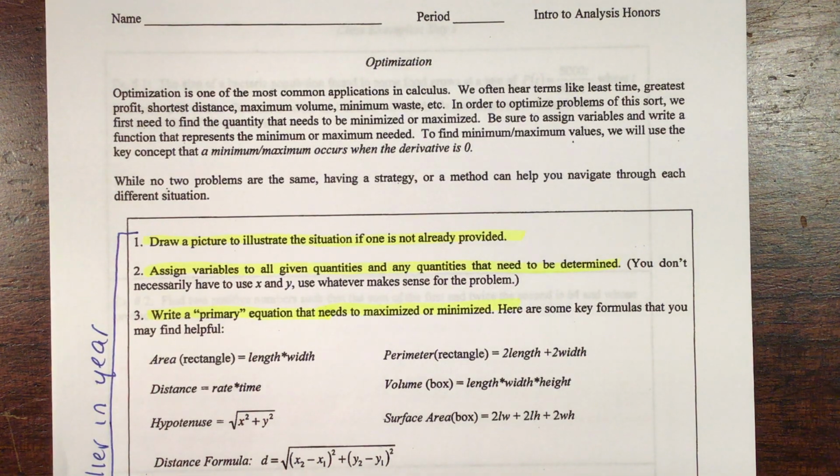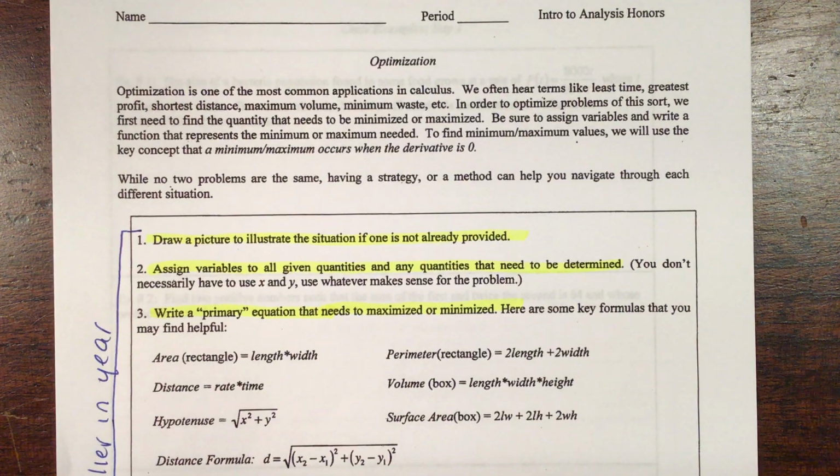So today we're going to be talking about optimization. This is a new unit. I'm just going to do a couple of days of this just to give you a sense of what types of problems you'll see in calculus. Optimization is one of the most common applications in calculus. We often hear terms like least time, greatest profit, shortest distance, maximum volume, minimum waste, etc.